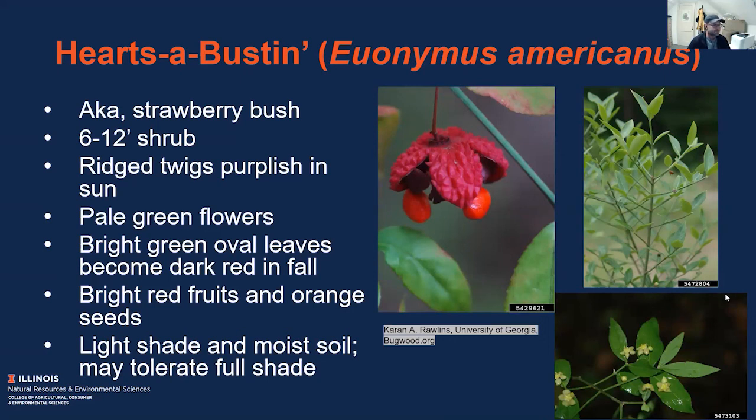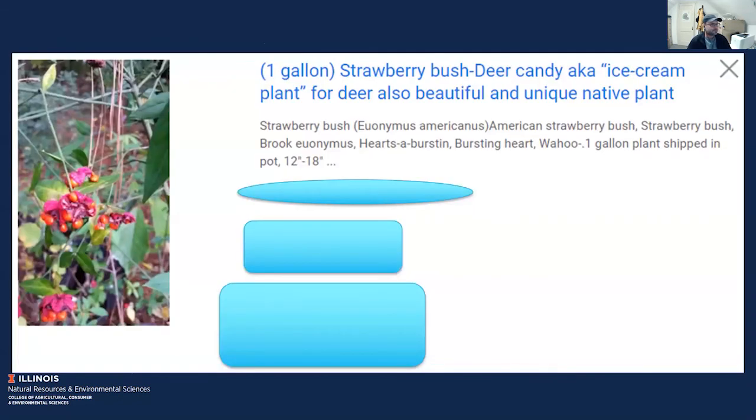And I'm not sure if they're doing that right now. If not, they're getting pretty close to bursting open and putting on that show. One thing about strawberry bush or Hearts of Boston is it's very attractive to deer. So depending on your objectives, you may want to plant a lot of this and attract deer if you're a hunter, or you may want to avoid this one if you have deer that are being a nuisance in your yard. But I found this advertisement and just thought it was pretty funny, aka deer candy, aka ice cream plant for deer. So you know that they're gonna appreciate that one.